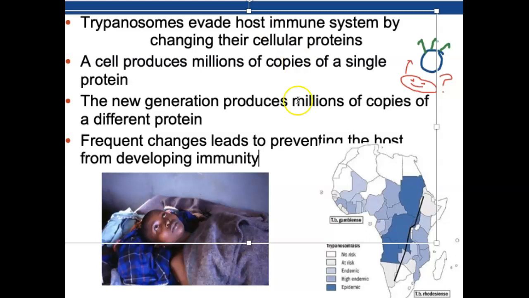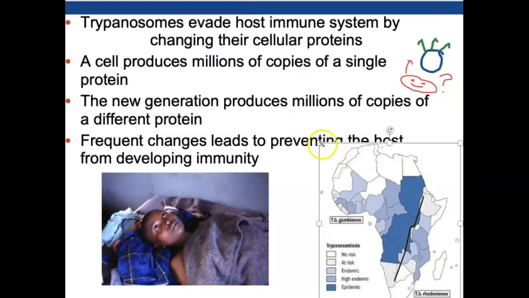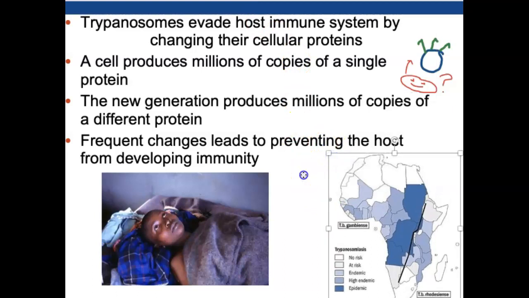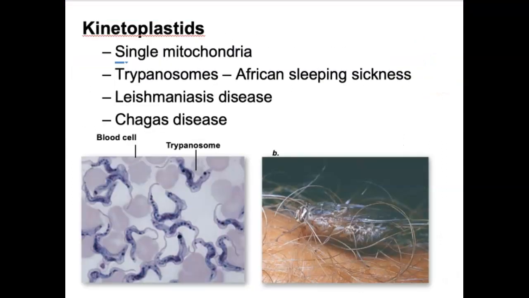So these frequent changes prevent the host from developing immunity to the particular pathogen. So it's a huge problem. We see millions of people infected with this yearly. We see, unfortunately, thousands and thousands of people dying from it. They're basically destroying your red blood cells and the blood cells in the body.